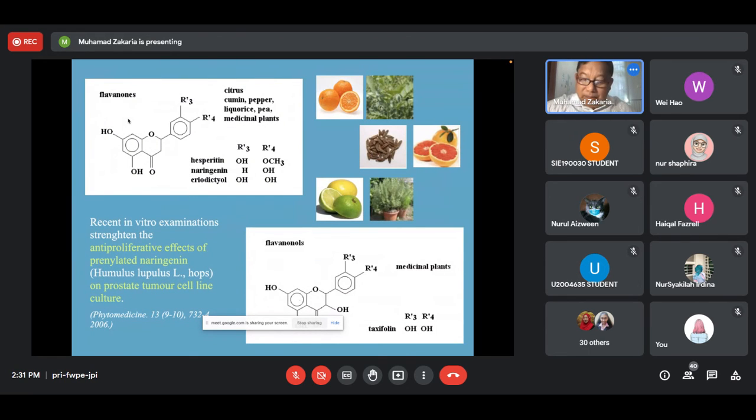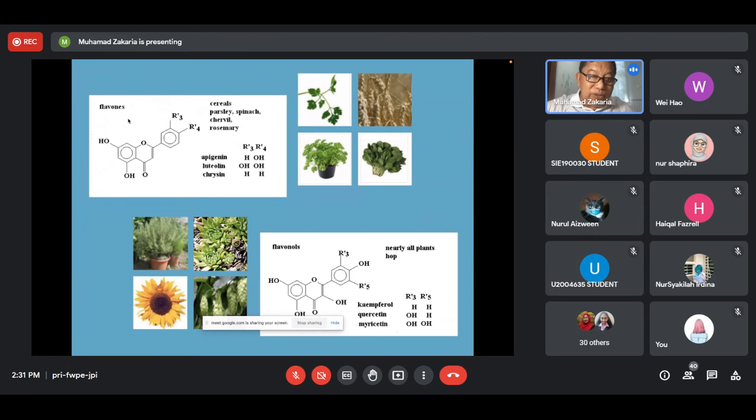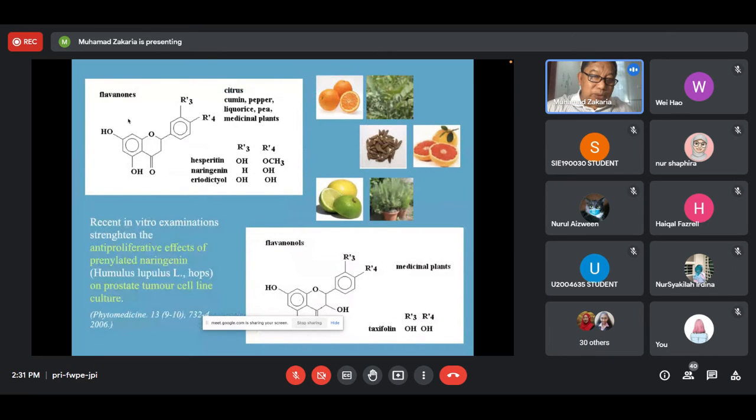Flavonoids. Just now we talked about flavone. You see that structure, flavanone, where the double bond at the 2,3 position is removed. So definitely this becomes a non-colored substance. Recent in vitro examination strengthened the anti-proliferative effect of prenylated naringenin from Humulus lupulus on prostate tumor cell line culture. So they have anti-cancer properties.